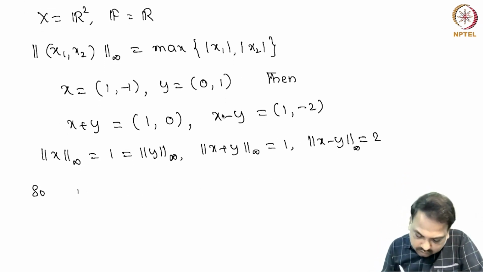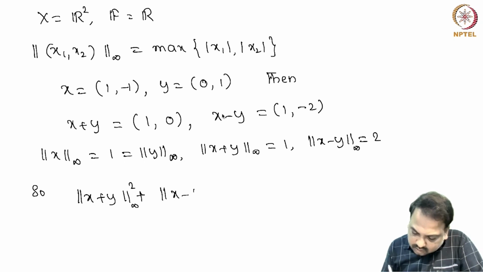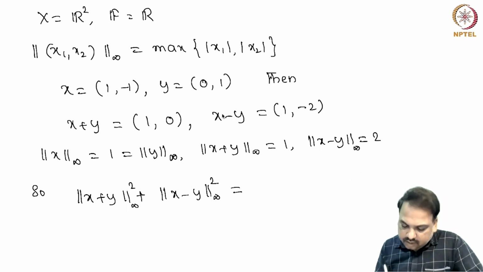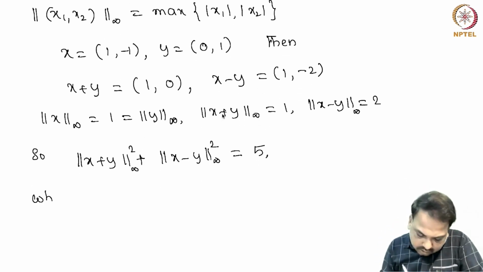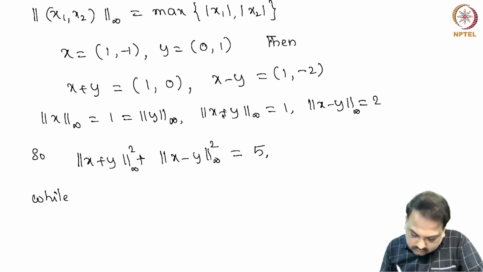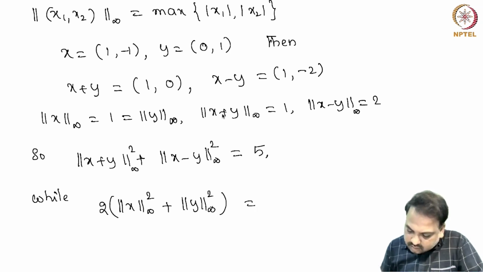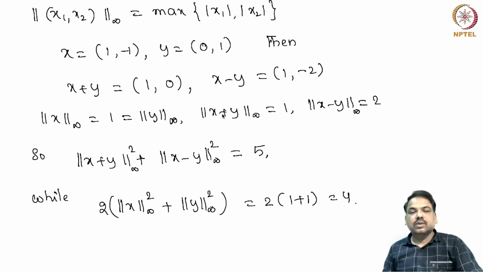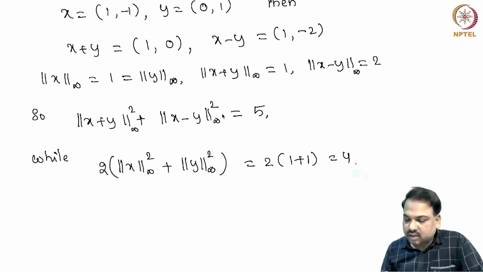So norm x plus y squared plus norm x minus y squared is 1 plus 4, that is 5, while 2 times norm x squared plus norm y squared is 2 times 1 plus 1, that is 4. So this norm does not satisfy the parallelogram law.